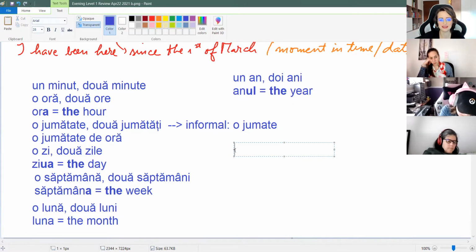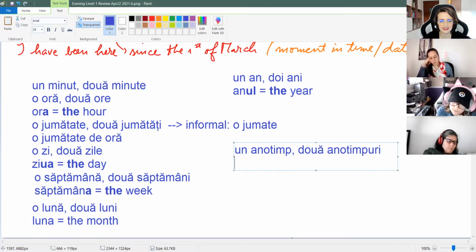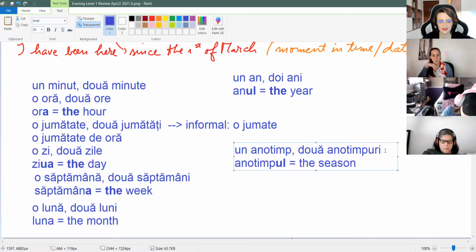Okay, how about the season? Anotimp. Anotimp. And how would you say 2 seasons? Două anotimpuri. Anotimpuri. Yes. And the season is anotimpul. Exactly. The season. Good.